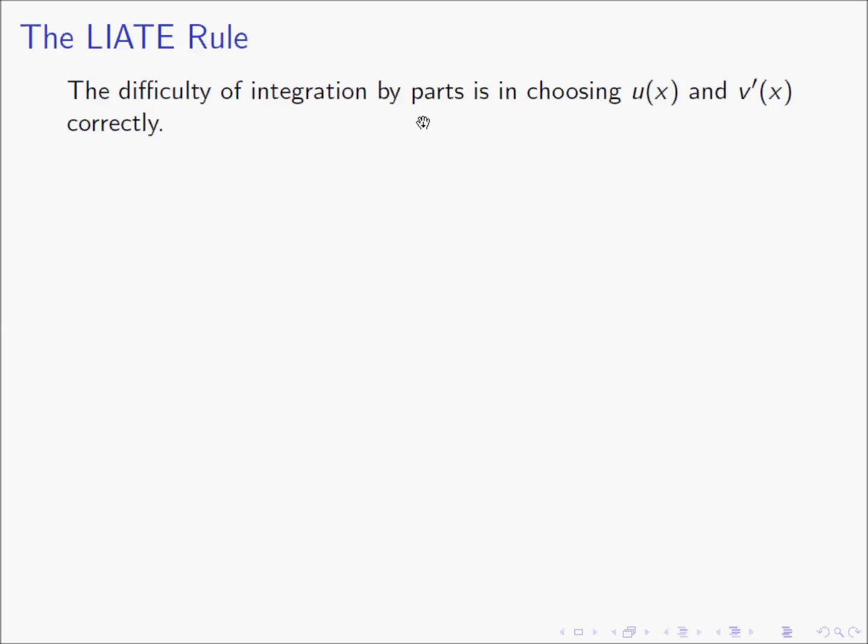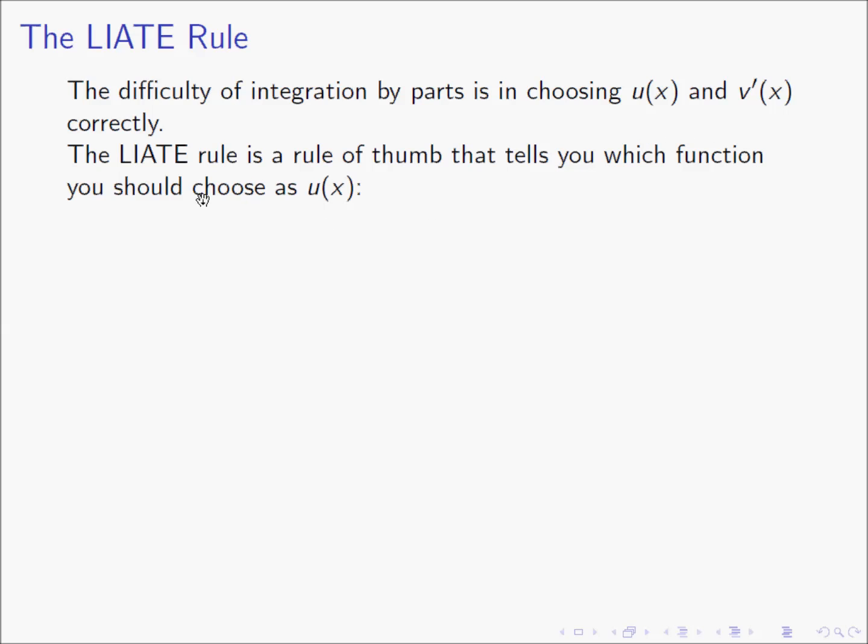We've seen that integration by parts is not hard. It isn't hard at all. The only thing that can be a little harder is choosing u of x and v prime of x correctly. Because if you don't choose these functions correctly, your integral won't simplify and you won't be able to solve the integral. So the LIATE rule is a rule of thumb that tells you which function you should choose as u of x.